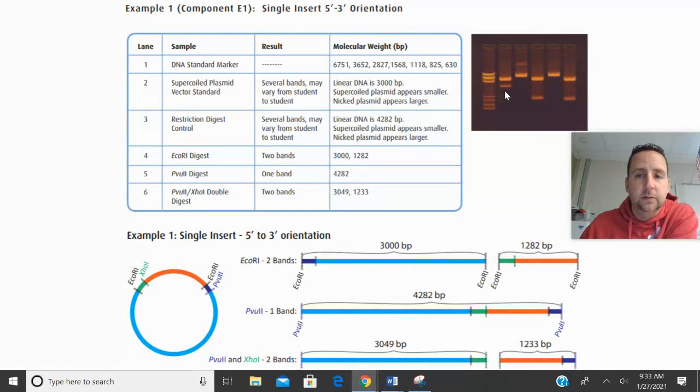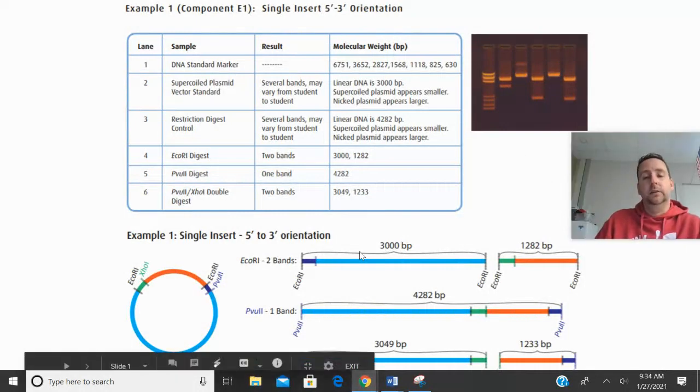So that's what those bands are for. Sorry, on this one. All right, 1282, okay? 1282, once again, goes over here between the 4th and the 5th, and that's between 1568 and 1118. So that's what the marker is used for.